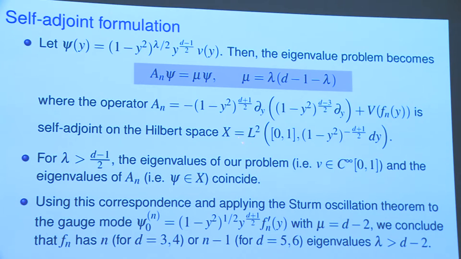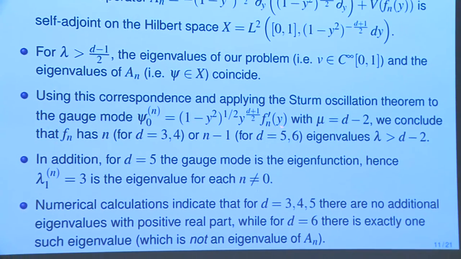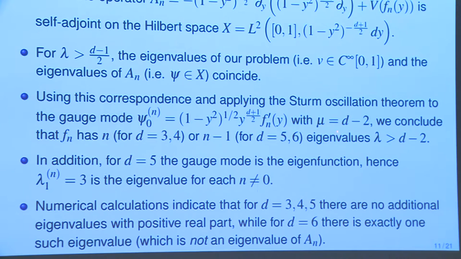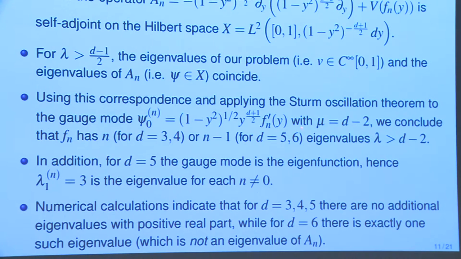Because in one case I want solutions which belong to this function space X, in the other case I want smooth solutions. If you analyze this, you can see that these eigenvalues actually coincide, but only if the eigenvalue lambda is bigger than (d minus 1)/2. So by analyzing this problem, we can learn something about eigenvalues of our problem, but only in this range. And it's not difficult to see that if we take the gauge mode, which I mentioned before, and transform it to this function psi, we get a function like that, which is an exact solution of that with eigenvalue d minus 2.